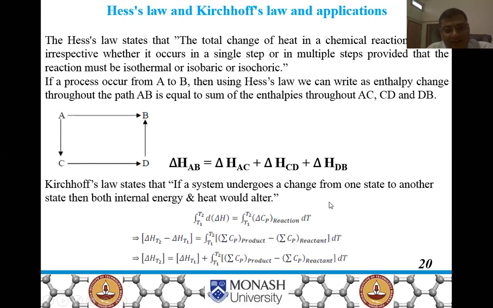And now Kirchhoff's law, which states that if a system undergoes a change from one state to another state, then both internal energy and heat will alter. This means that the integration from T1 to T2 of d delta H is equal to the integration from T1 to T2 of delta Cp reaction into dT. So delta Cp reaction can be written as sigma Cp products minus sigma Cp reactants. So this can be represented as delta H2 minus delta H1 is equal to the integration from T1 to T2 of sigma Cp products minus sigma Cp reactants into dT, and delta H2 is equal to delta H1 plus the integration from T1 to T2 of sigma Cp products minus sigma Cp reactants into dT.